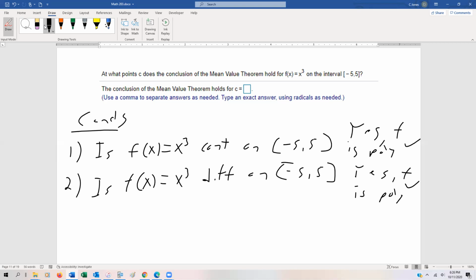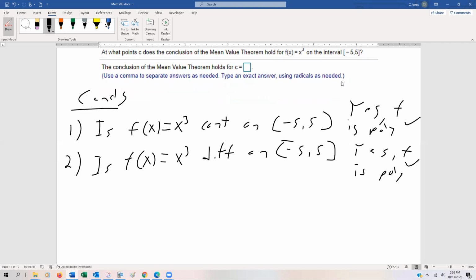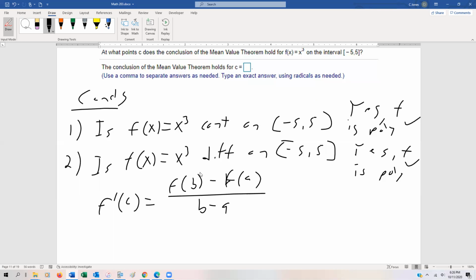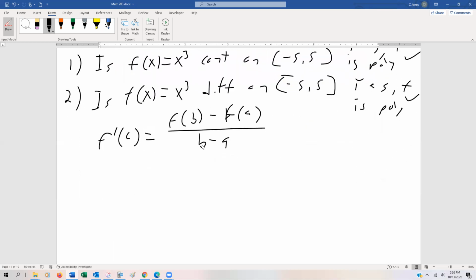So that's good. And so what we're saying is that there is some place where f prime at c is going to be equal to the secant slope. And remember our formula for our secant slope, y2 minus y1 divided by x2 minus x1, where it's f of b minus f of a over b minus a. So our derivative is ridiculously easy. All right, so the derivative of f of x is going to be 3x squared.